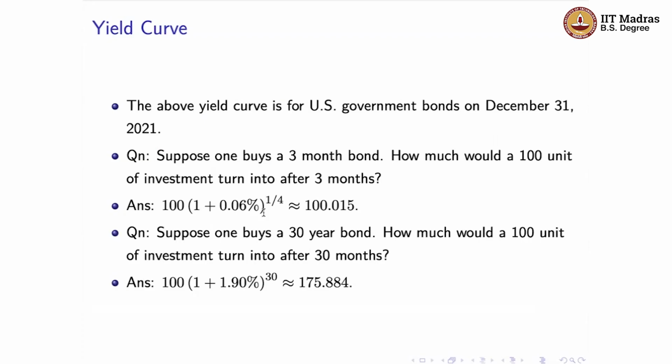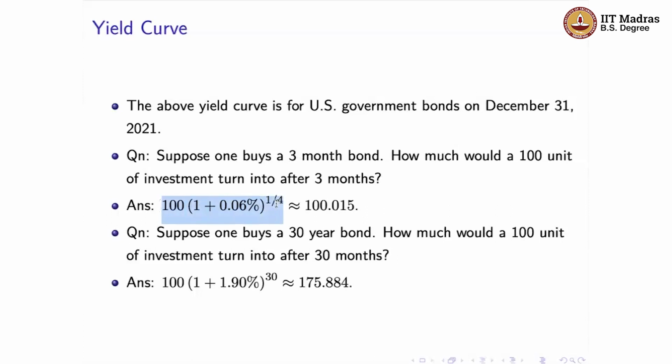Now, one question is, why are you taking it to the power 1 by 4? Remember, this is the annualized rate. This is telling us what would have been the total after 1 year. But here, because you are only using it for 3 months, and 3 months is 1/4 of a year, you need to take it to the power 1 by 4. Now, this was for 1 unit of money. If you have 100 units of money, you need to multiply it by 100 in front. And this is our final answer.